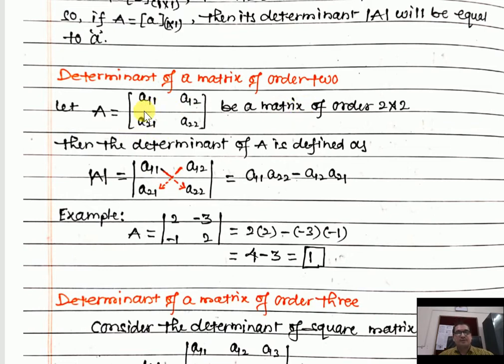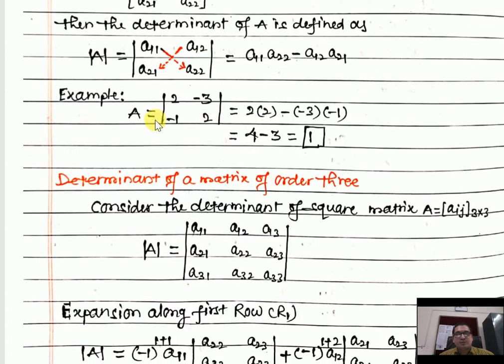Determinant of a matrix of order 2. This is the matrix. If you want to write the determinant, remove the matrix symbol and put the modulus symbol instead. Then cross multiply: first multiply a11 by a22, then put a minus sign, and then the product of the other two elements. I have given one example: A equals 2, minus 3, minus 1, 2. So 2 times 2 is 4, minus, then multiply minus 3 into minus 1, which is 3. So 4 minus 3 equals 1.